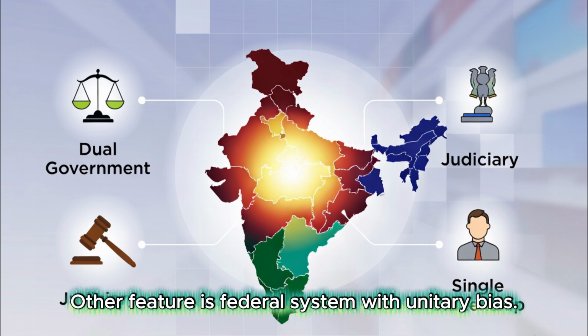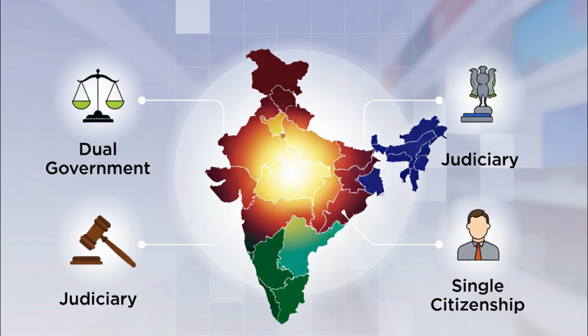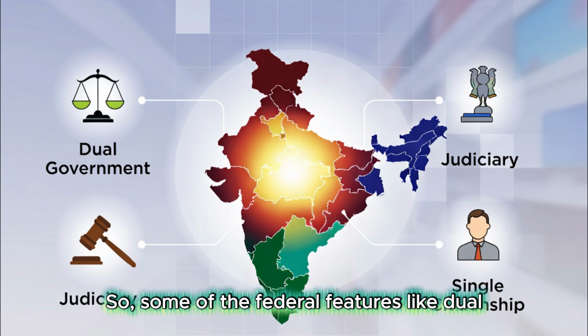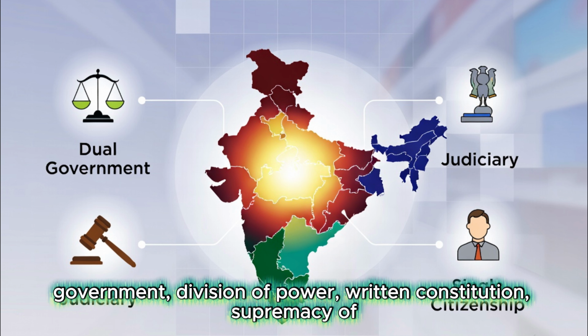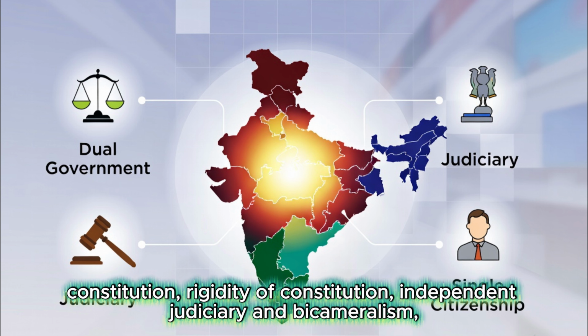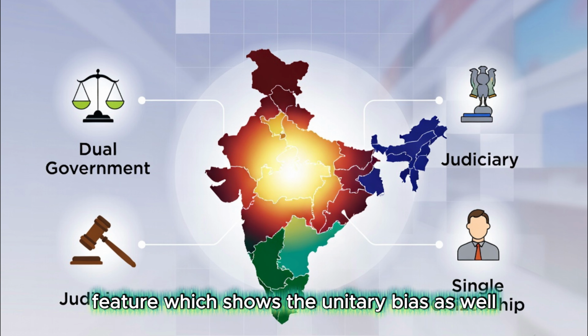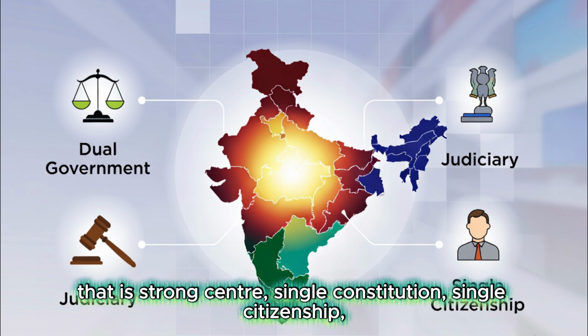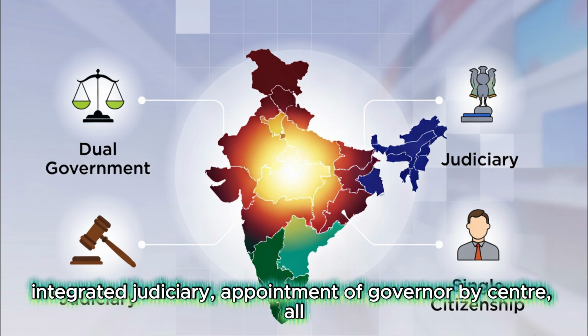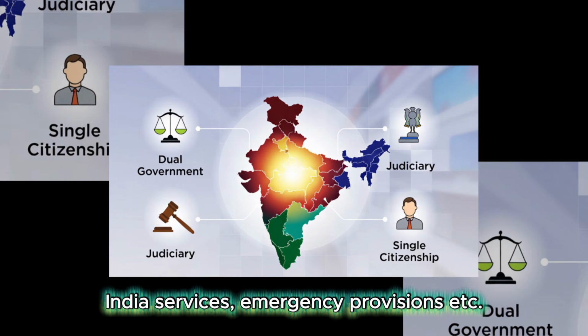Another feature is a federal system with unitary bias. Some of the federal features are dual government, division of power, written constitution, supremacy of constitution, rigidity of constitution, independent judiciary and bicameralism. But at the same time, some features show the unitary bias as well, that is strong center, single constitution, single citizenship, integrated judiciary, appointment of governor by center, all India services, emergency provisions, etc.